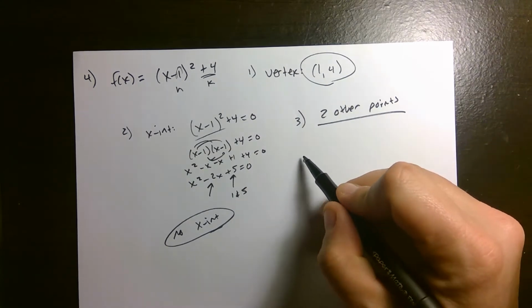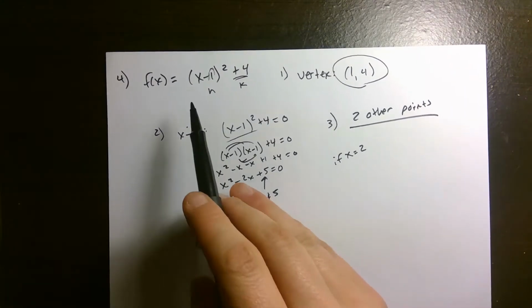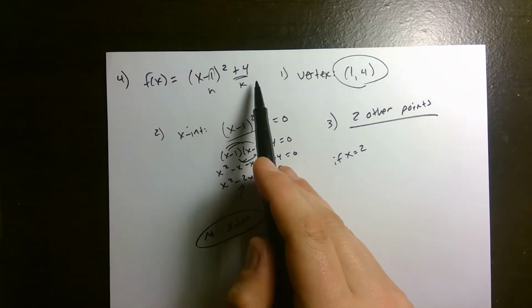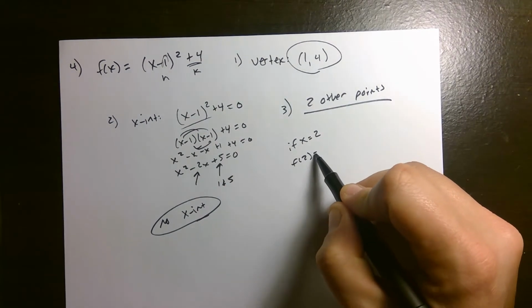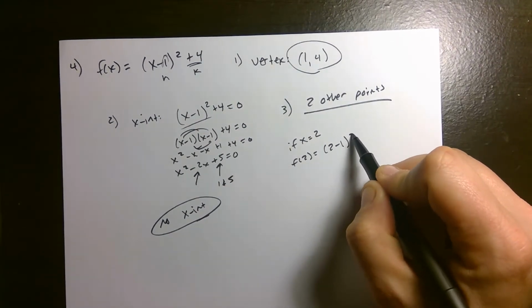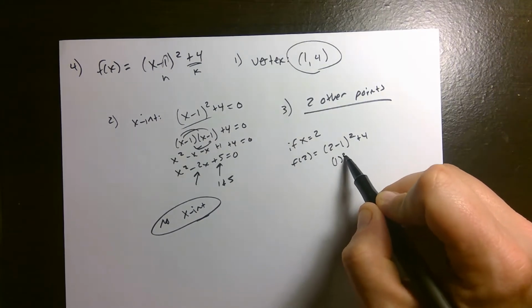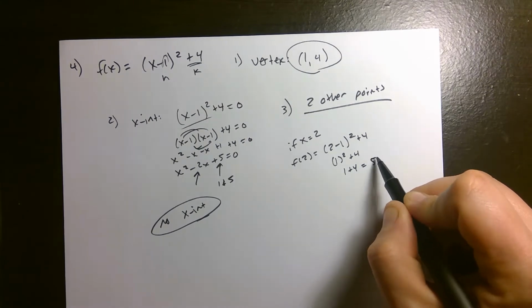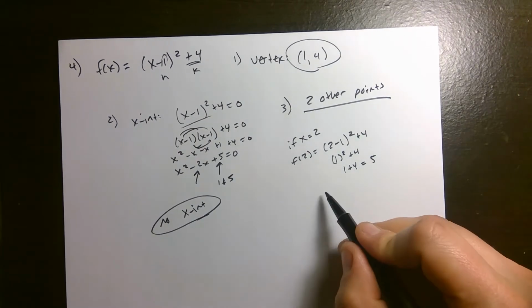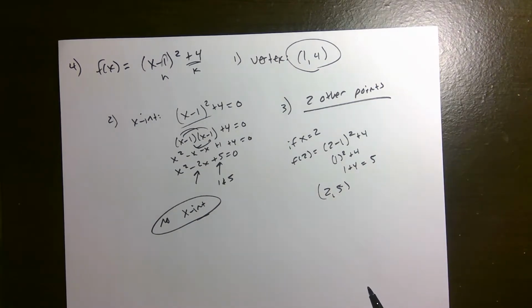In order for me to find 2 other points, I'm going to say, well, if x equals 2, then what? Well, I'm going to take that 2 and put it right here, evaluate, and get a y value. So f of 2 is going to equal 2 minus 1 squared plus 4. Inside these parentheses, 2 minus 1 is just 1. That's still squared. I'm still adding 4. 1 squared is just 1. 1 plus 4 is 5. So if x is 2, the point that I get is 2, 5. There's a second point on my graph.